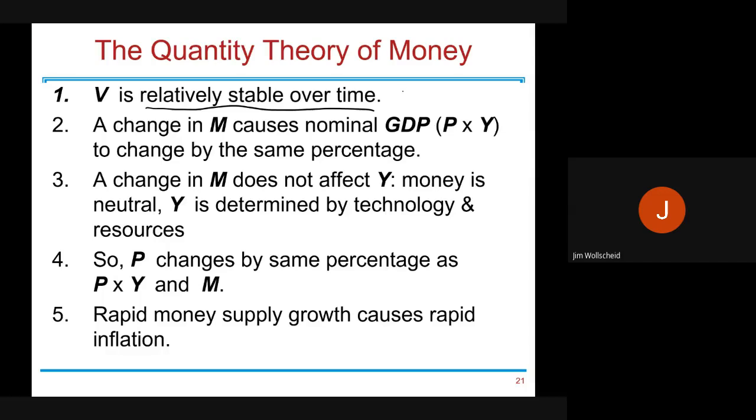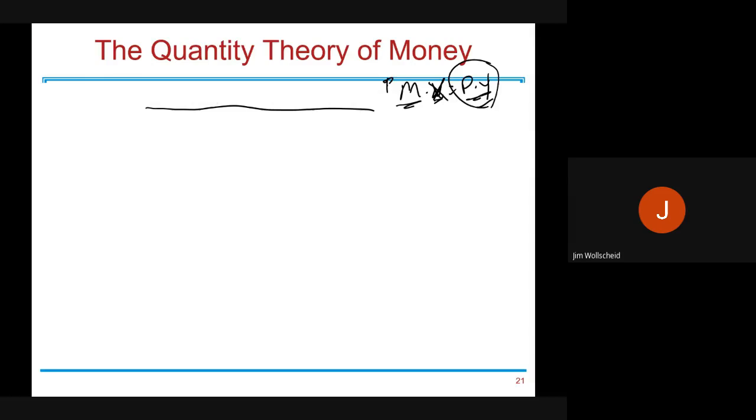So if we go back to our formula, M times V equals P times Y, and if velocity doesn't change, because remember it's going to be a constant, that means if I increase M, then P or Y must change. Because remember, it's an equation. So that's kind of why we talk about how when we increase the money supply, it's going to lead to changes in either P or Y, because velocity doesn't change.